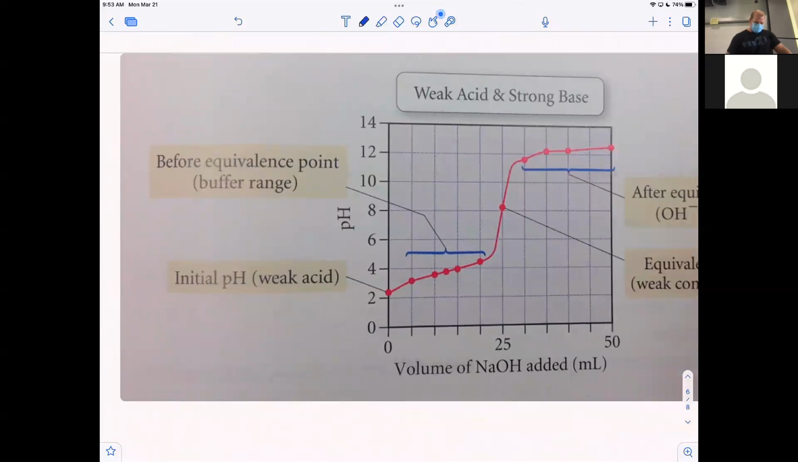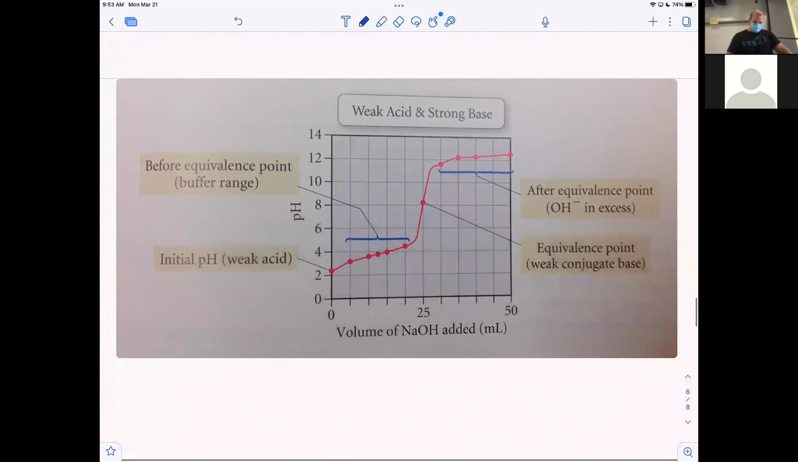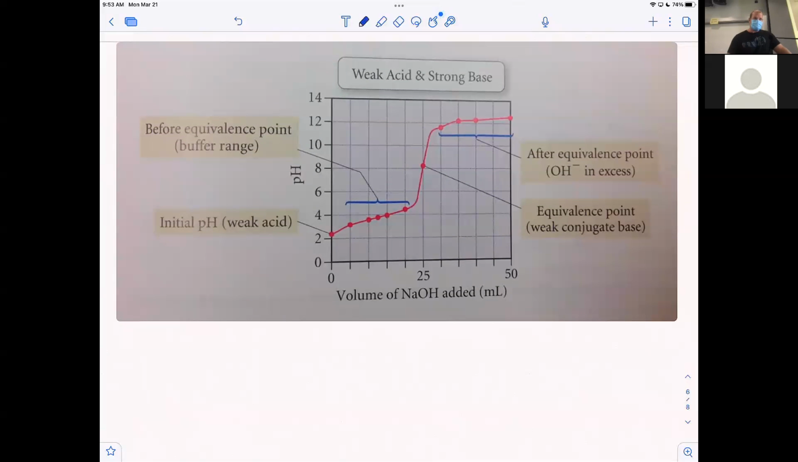So that's the buffer zone. That's where the pH doesn't change that much. So that's important for a design purpose, meaning you want to design your solution such that it's in that area.